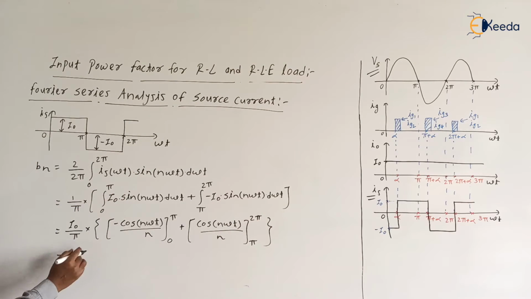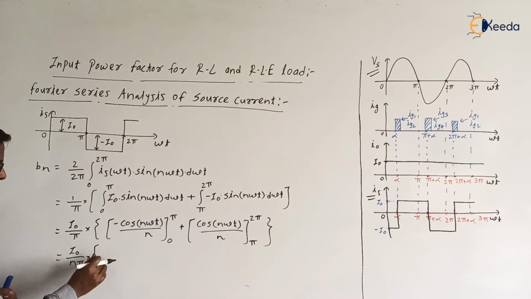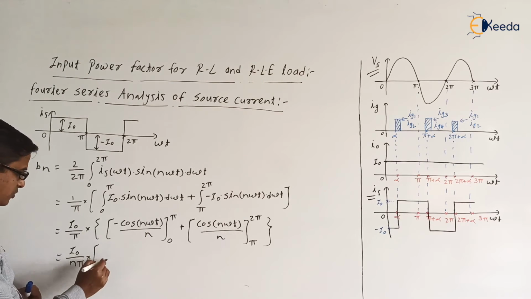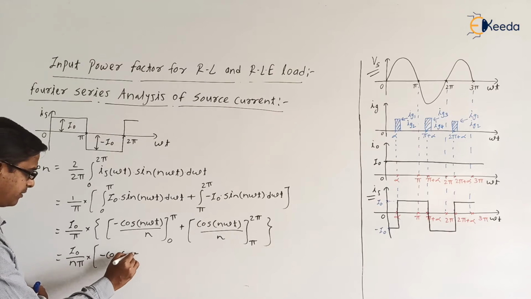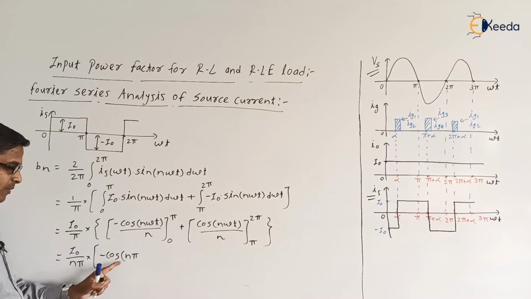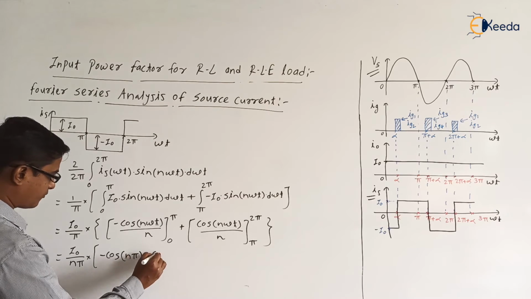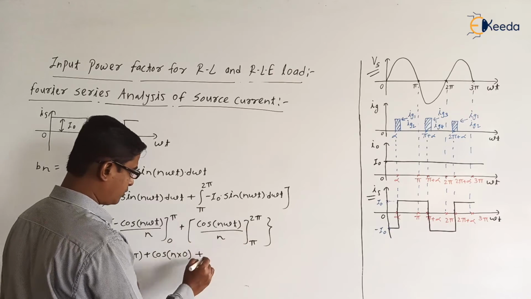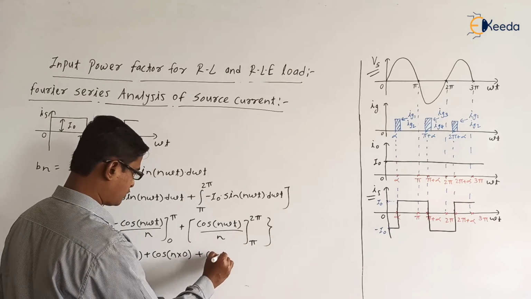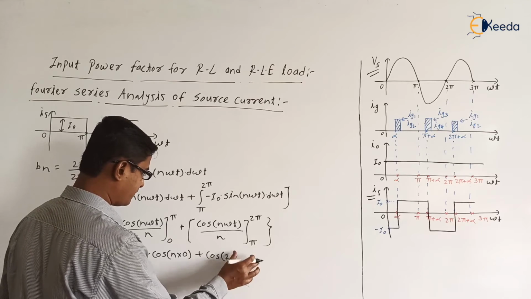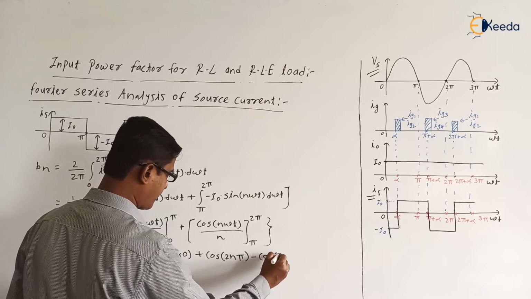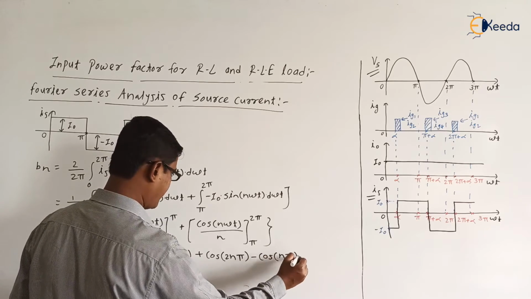Yes, so it is equal to I0 by n pi into, this can be written as minus cos of n pi minus cos 0, plus cos 0. I have taken this n outside. So minus cos of n pi plus cos of n into 0, that is cos 0, plus cos of 2 pi n, plus cos of 2n pi minus cos of n pi, minus cos of n pi.